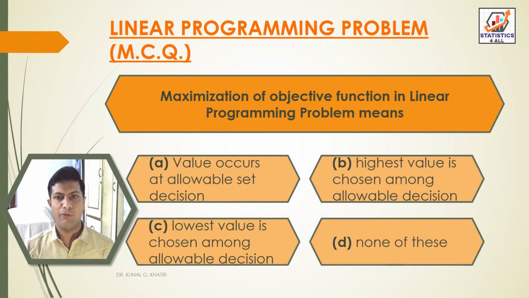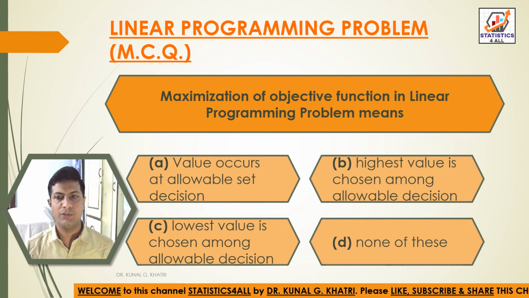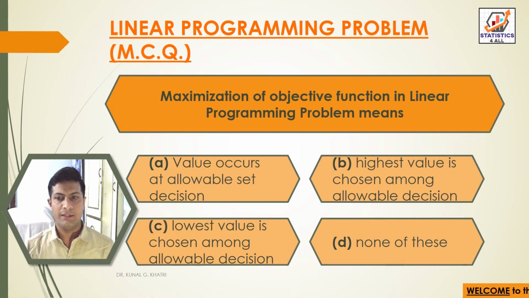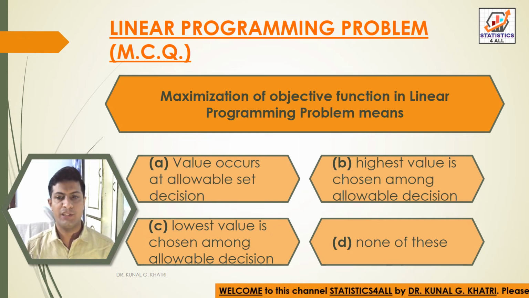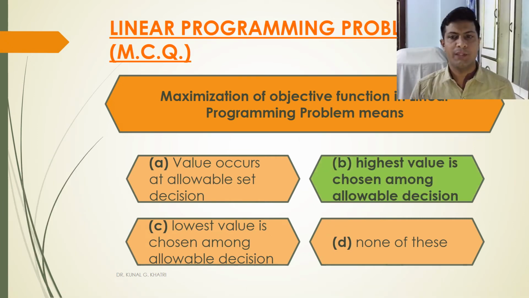Next question. Maximization of objective function in linear programming problem means option A, value occurs at allowable set decision, option B, highest value is chosen among allowable decision, option C, lowest value is chosen among allowable decision, option D, none of these. So here we have answer option B, that is highest value is chosen among allowable decision. Maximization of objective function in linear programming problem means highest value is chosen among allowable decision.